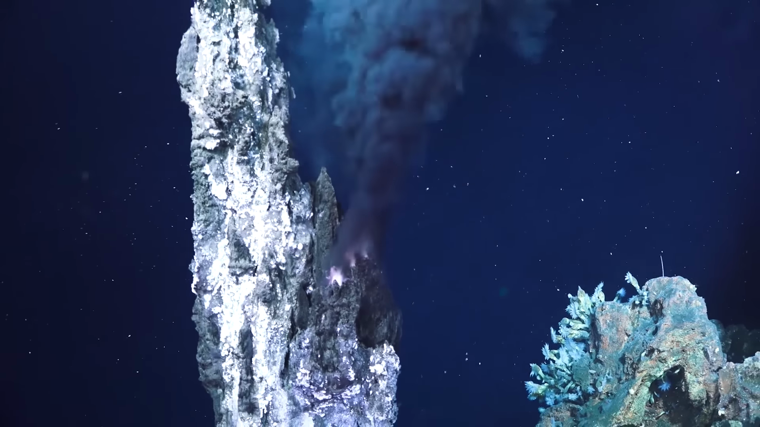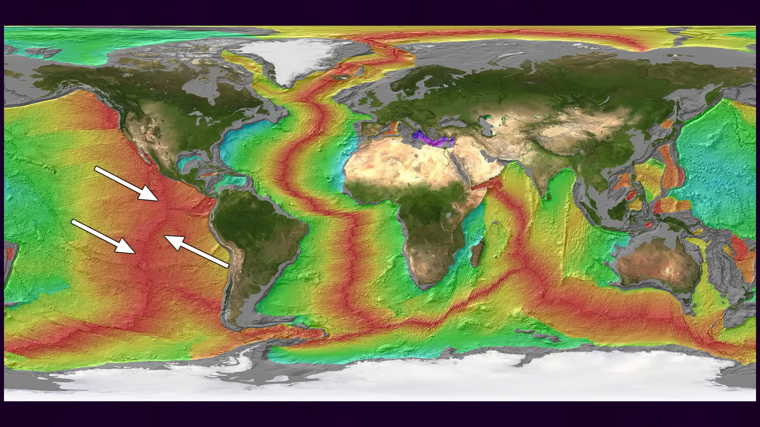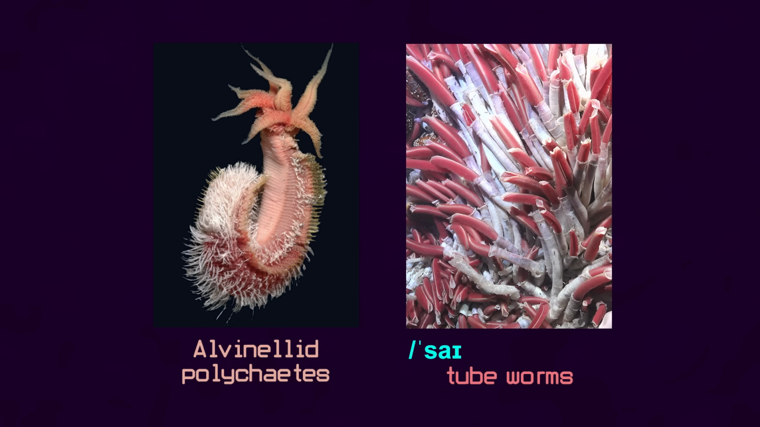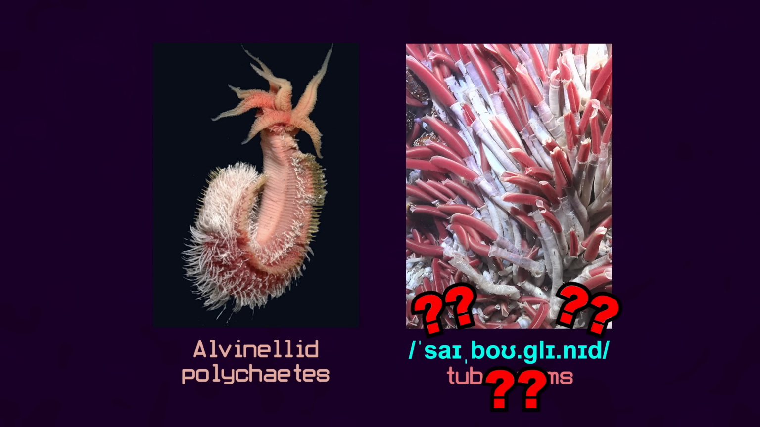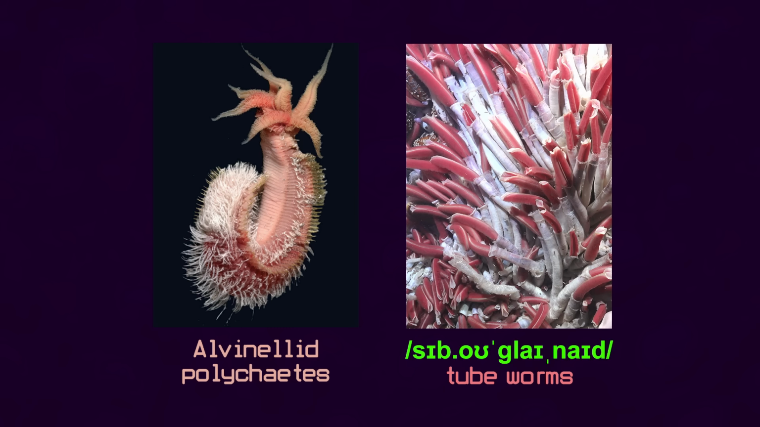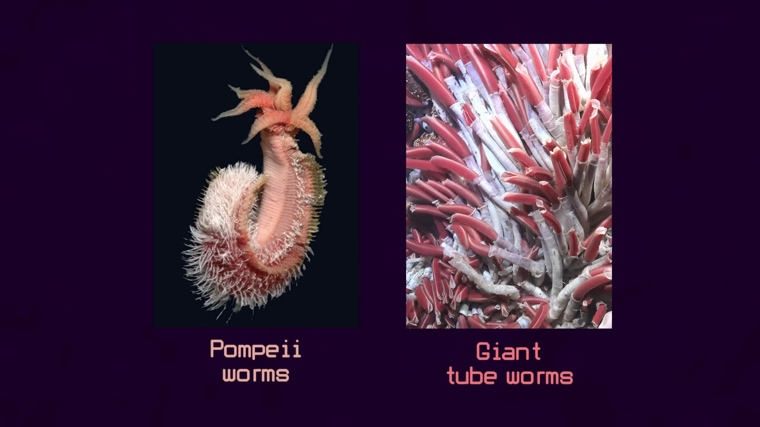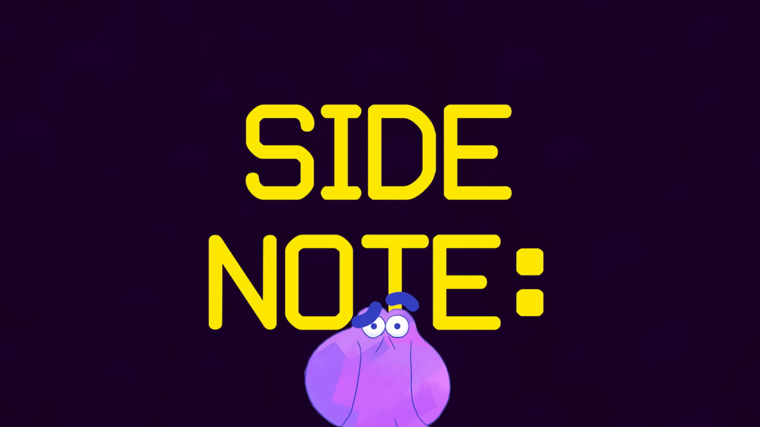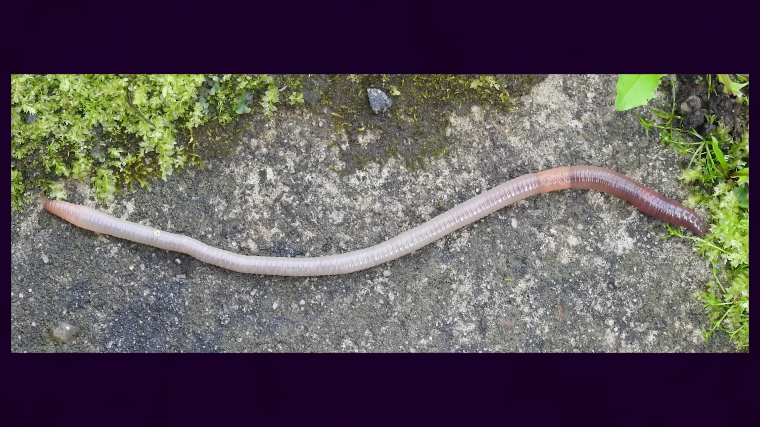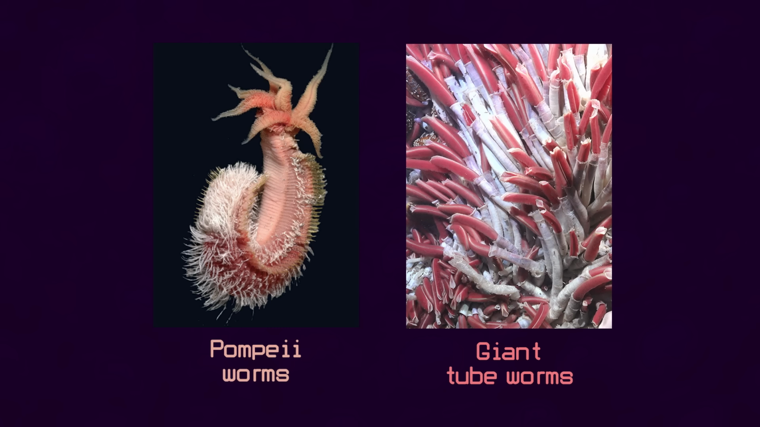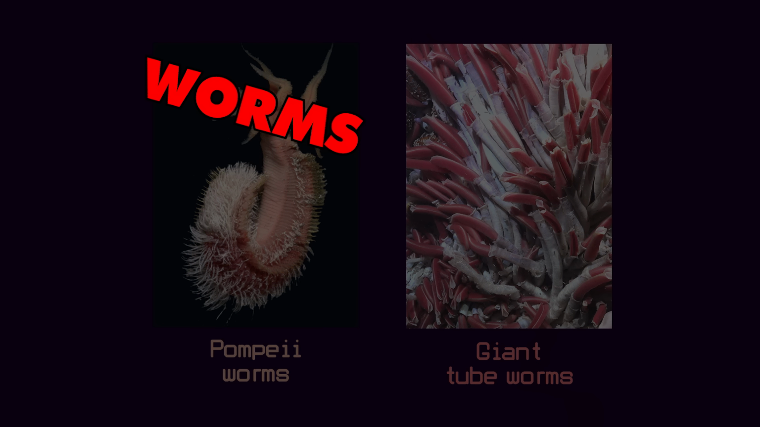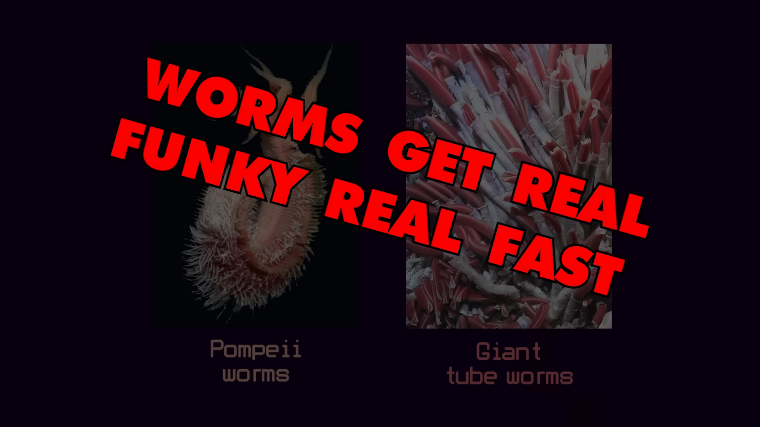invertebrates. So, for example, vent communities at the East Pacific Rise will form around alvanellid polychaetes and ciboglinid tube worms. More commonly known as Pompeii and giant tube worms, respectively. Side note, if your only reference for worms are like these guys, then I imagine that these two don't look very much like worms at all, but they are. Worms get real funky real fast in the ocean, y'all.